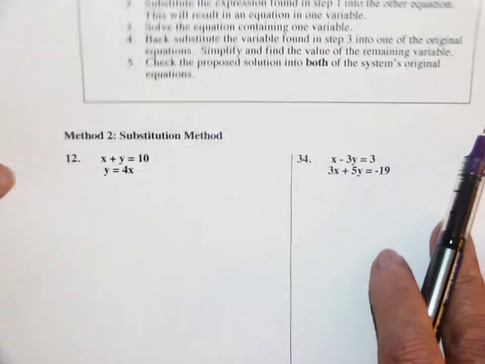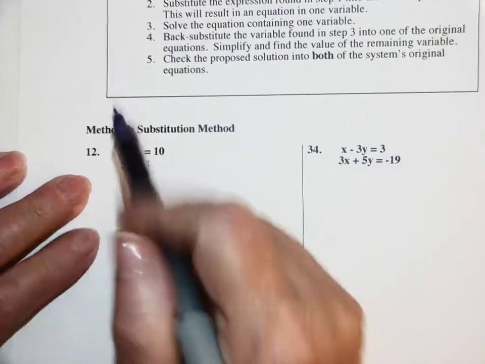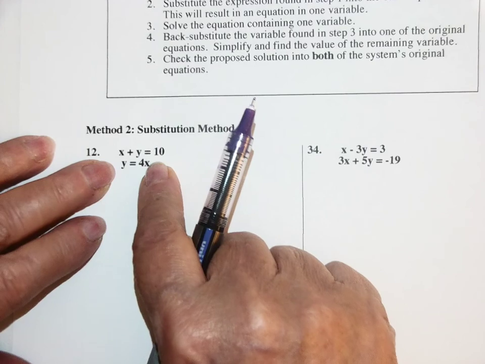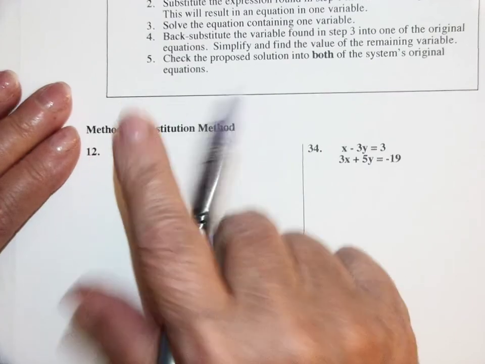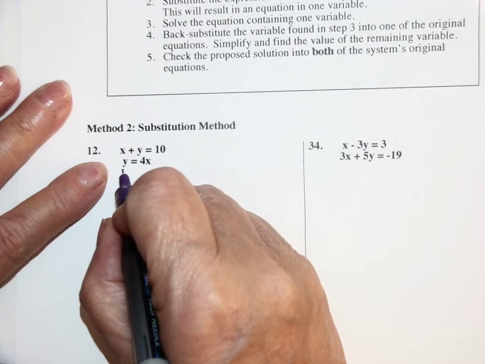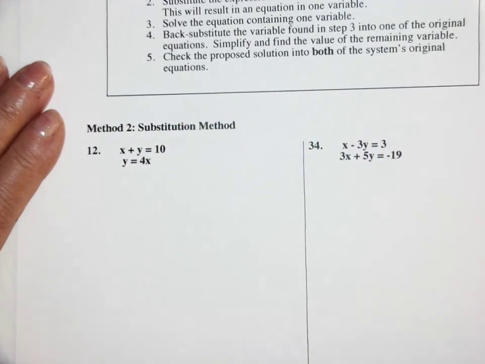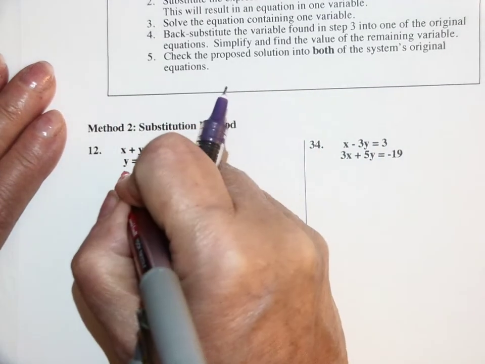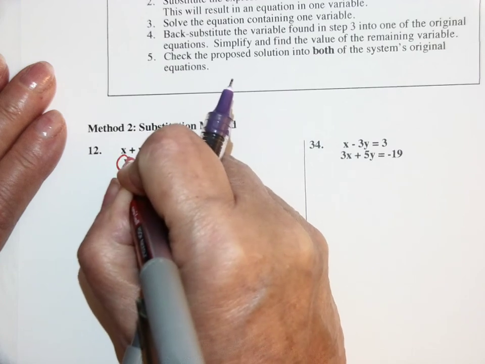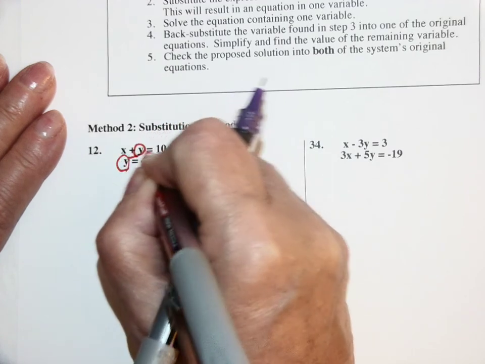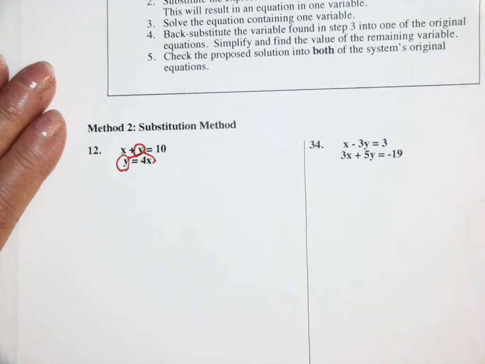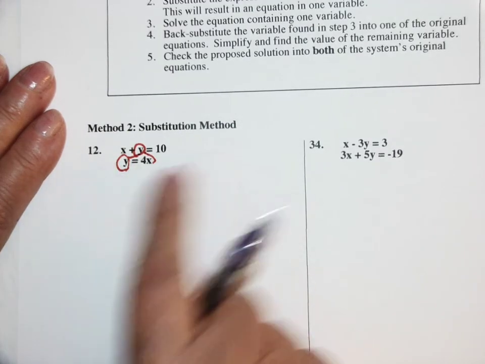So this is what they mean. Here are two equations. I want to know, is there a coordinate point they have in common? Well, the second equation is already solved for y. So what I'm going to want to do is take this y and substitute it for that y. In other words, I'm going to put 4x in for y. That gives me an equation in x.